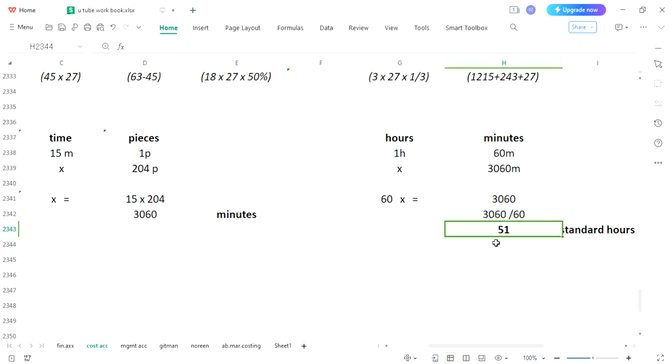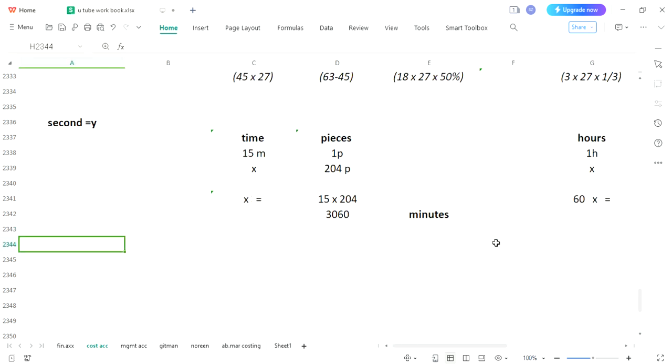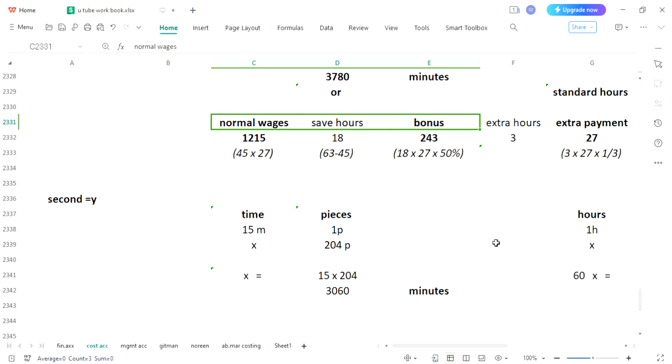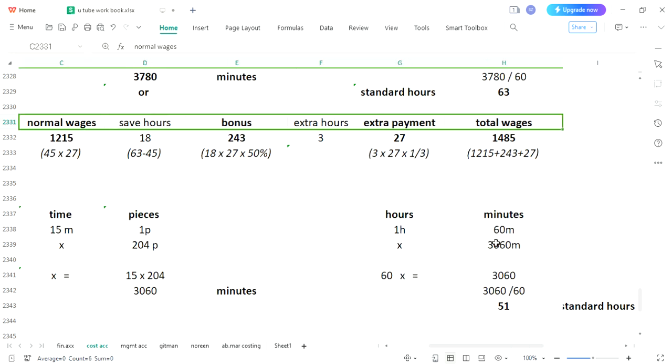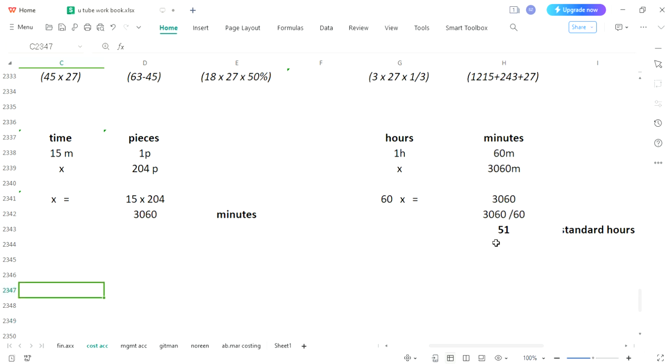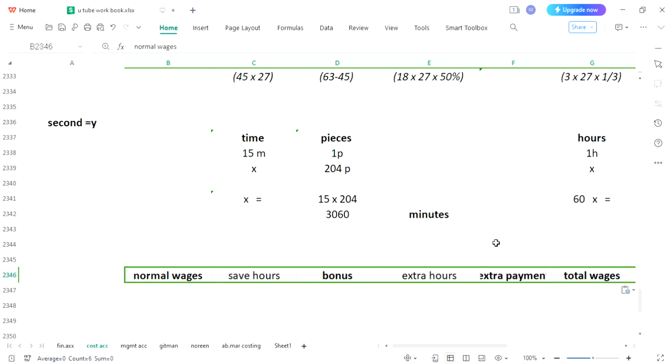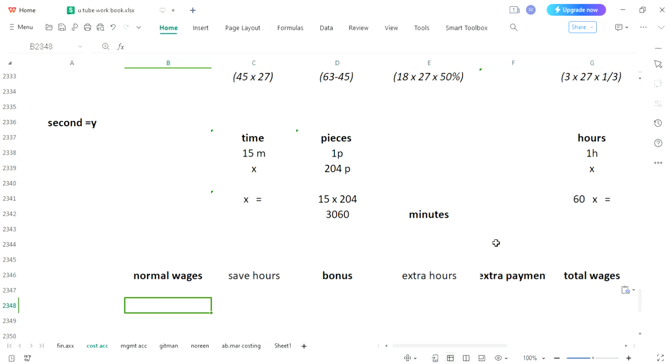And this 51 was needed. These are standard hours for Y. So again we will be calculating in a similar way. What we have done over here, we will pick the headings as you have seen in the first. This is for Y and we will use the same headings over here. First of all, we will calculate the normal wages. For that, we will see how many hours he had worked.